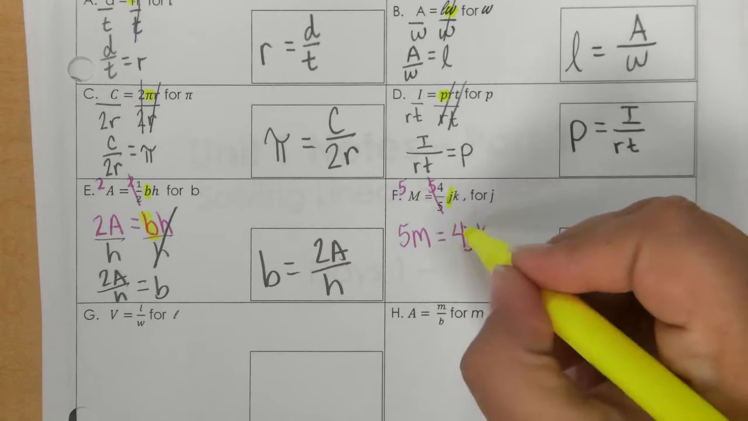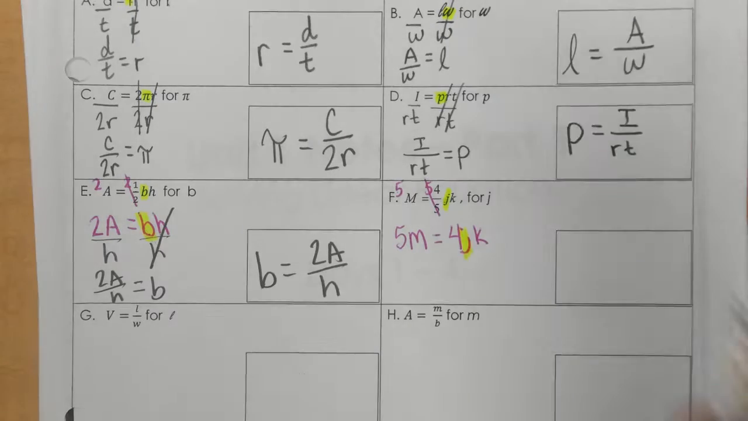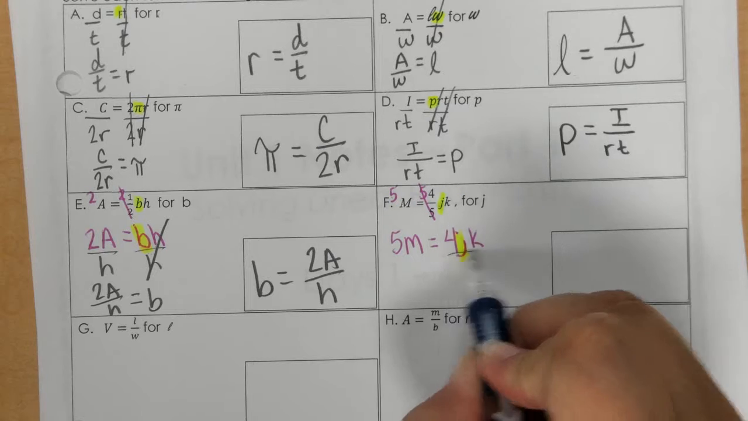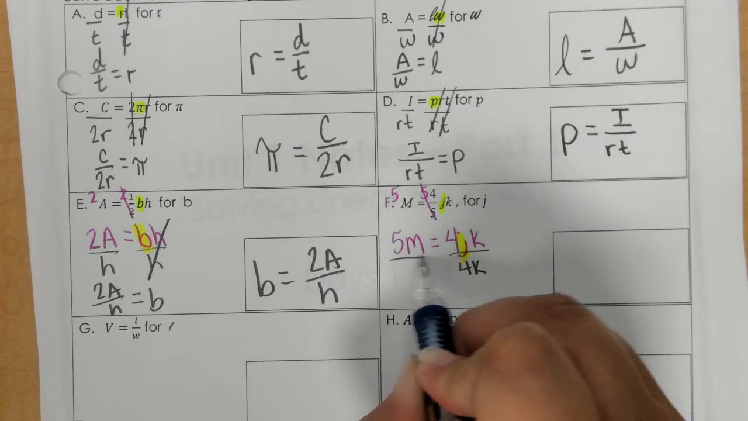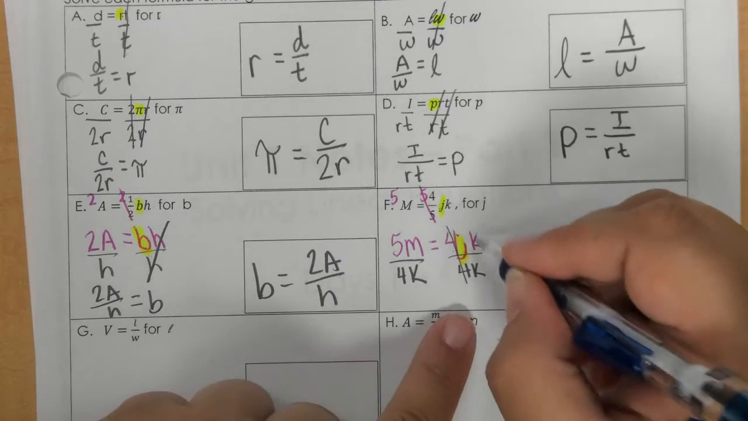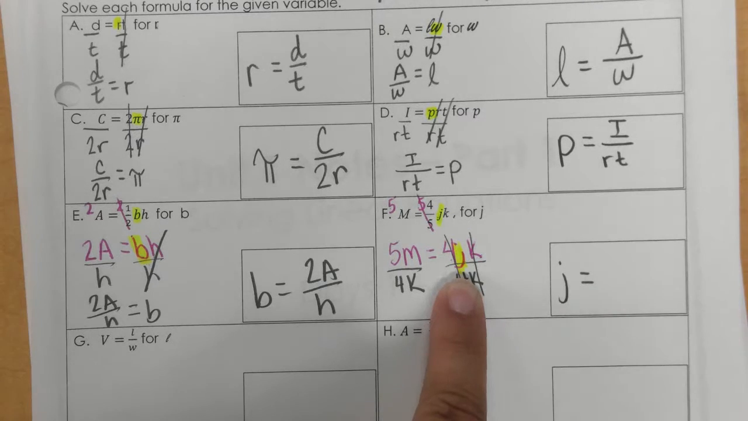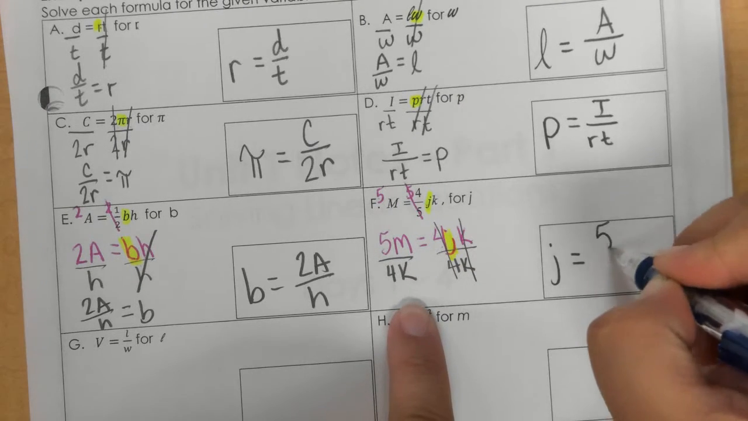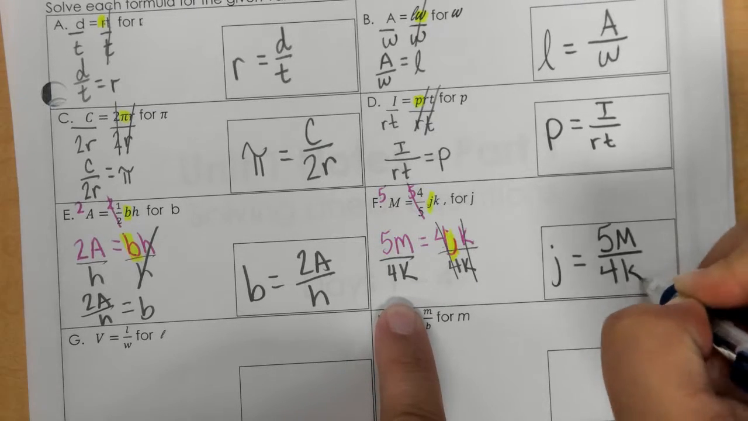So our goal is still to get that j by itself. So in this case, to get j, we have to divide by 4 and k. So this means we would have j equals 5m over 4k.